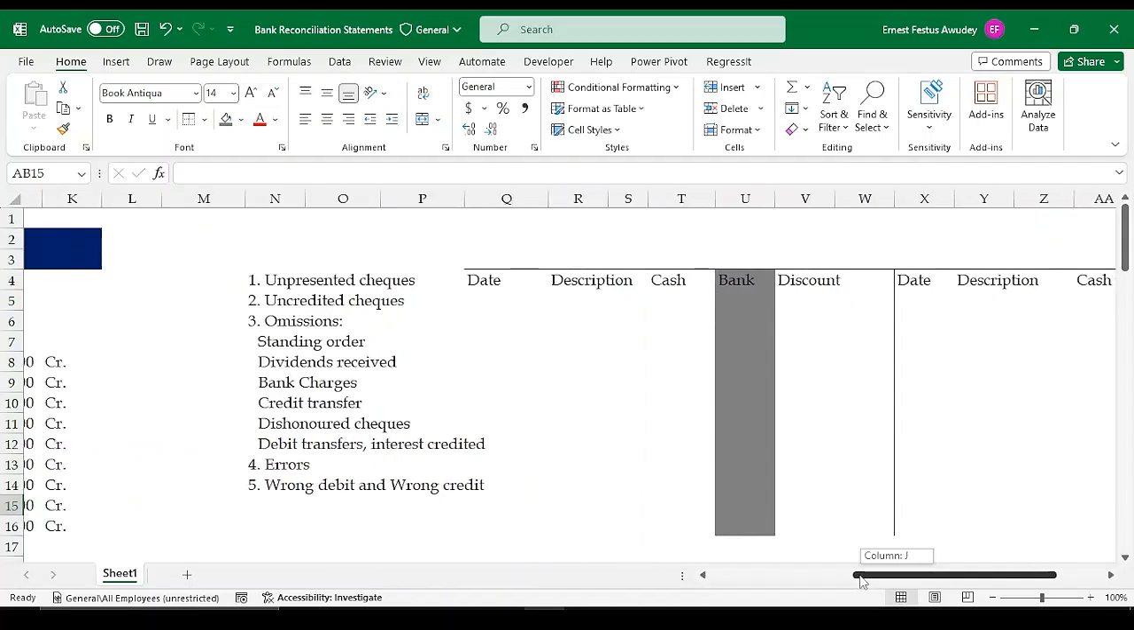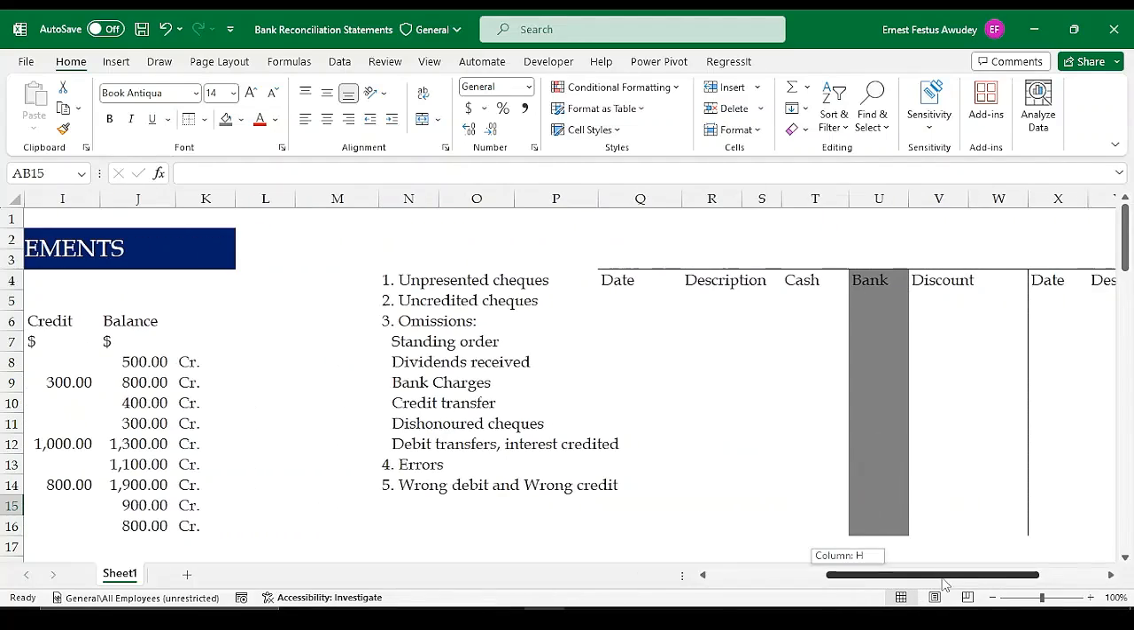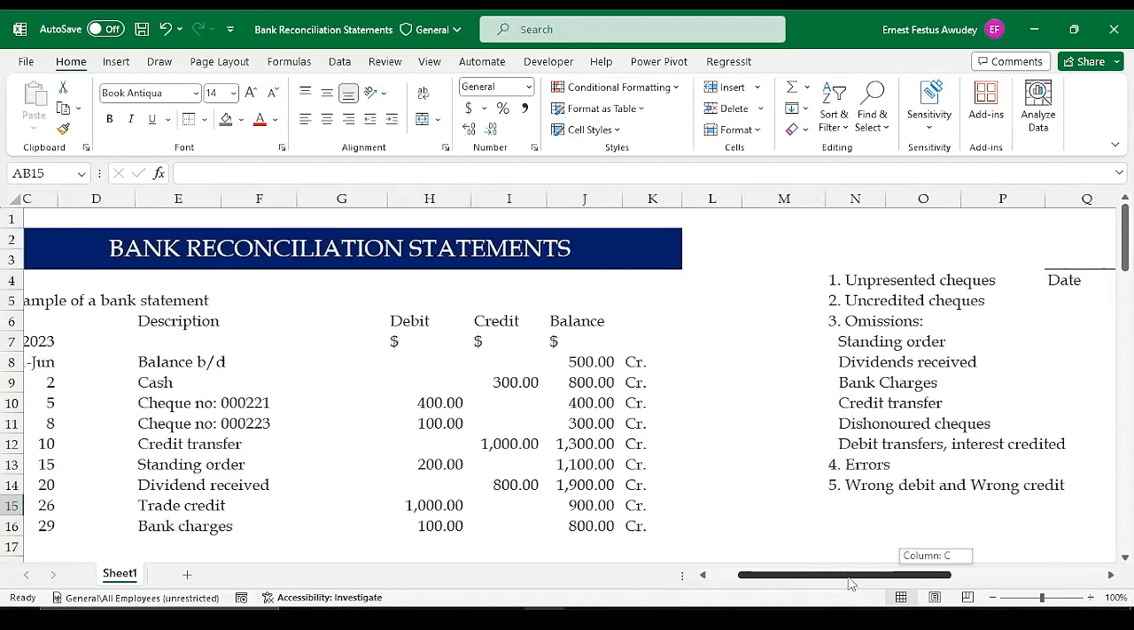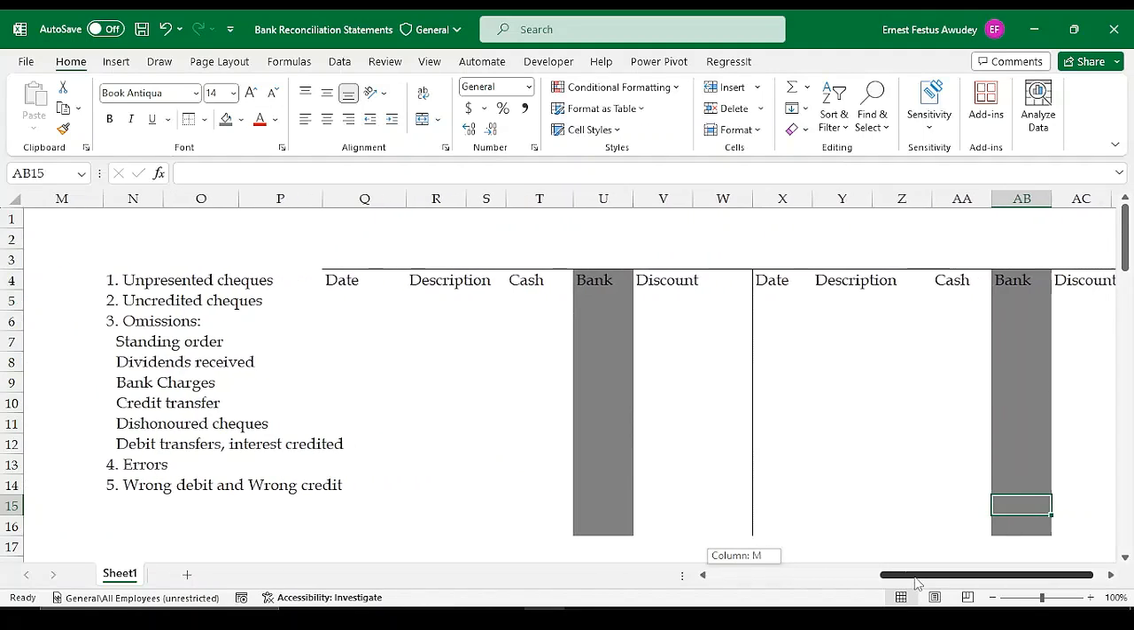So this is what happens: after comparing the balances, usually they do not agree. So bank reconciliation allows the accountant or the bookkeeper to reconcile the balances. Alright, so in this case, the balance of the bank statement and the balance of the bank column in the cash book.